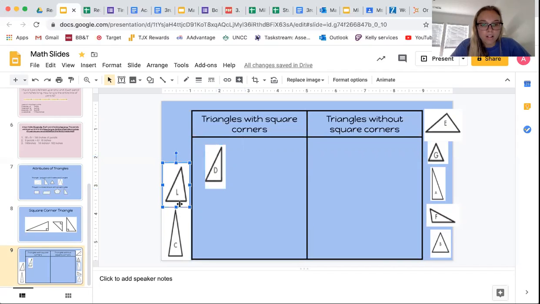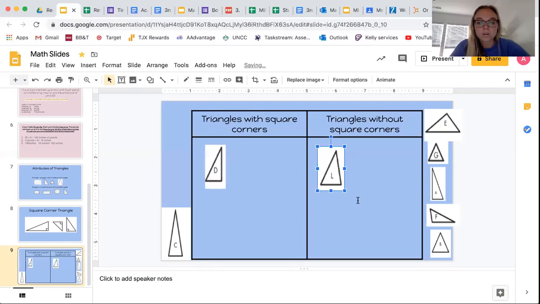Let's look at L. We know that it also has three corners, so it is a triangle, but it doesn't look like if we put a piece of paper in the corner, it would evenly line up. It looks like the paper might go a little further, so that is going to go with triangles without square corners. Let's look at shape number C. Again, those all look like much smaller angles. With our square corners, our angles are 90 degrees, so it makes a perfect square. These are just a little bit less, so C looks like it would go there.